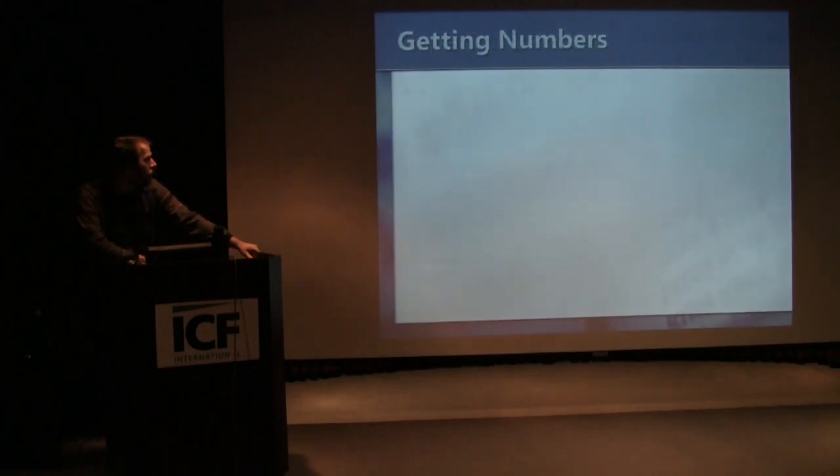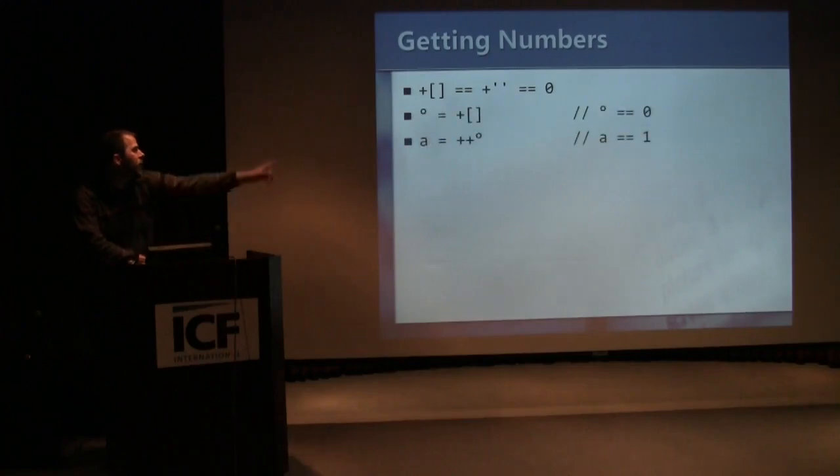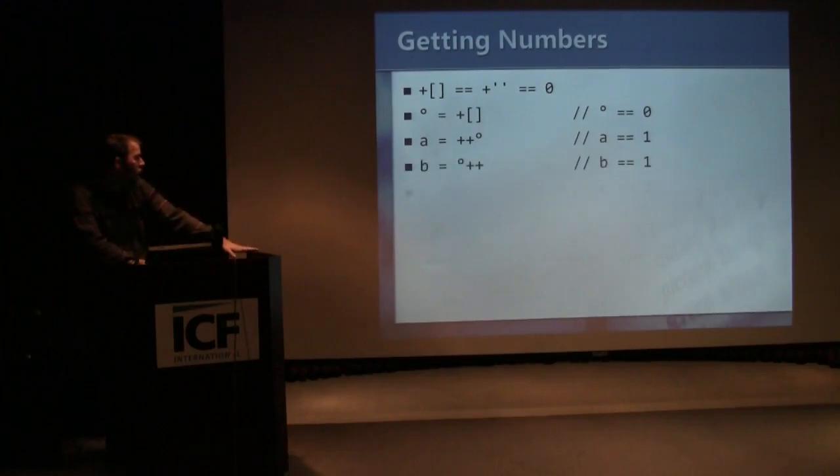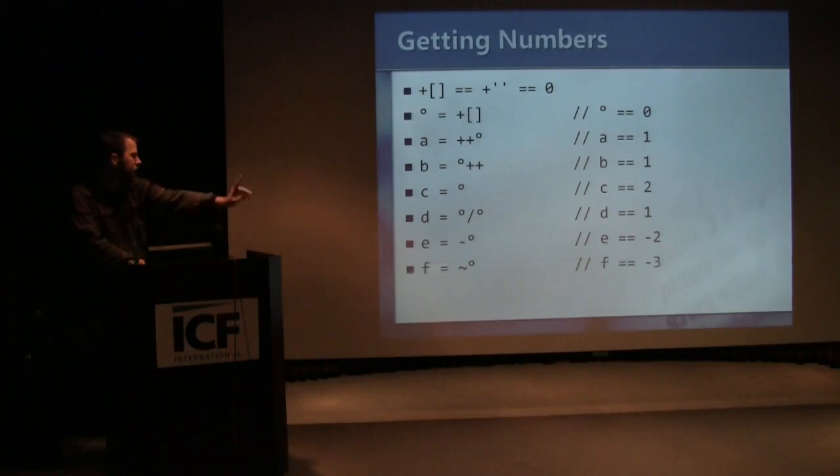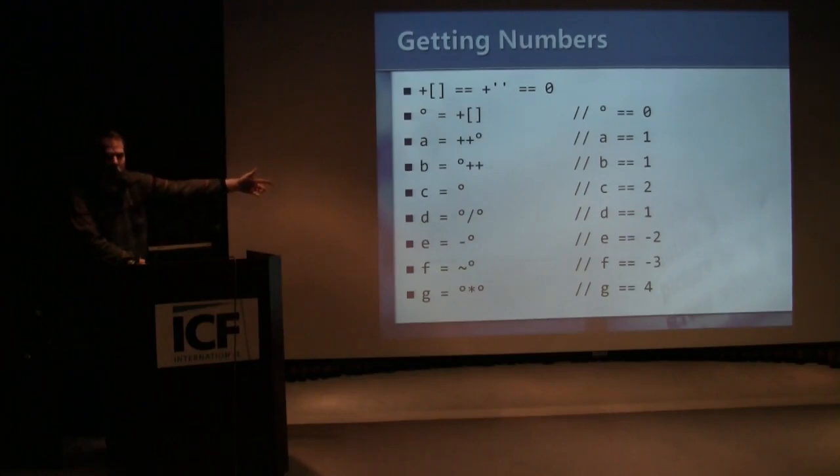So to start off with, let's try to get some numbers. An easy way to do that is starting with an array or a string, which gives you a 0. And then we can assign that to a variable if we want. I just chose the degree symbol here. And then you have all the different operators at your disposal. So you can do increment before, increment after, you can do division, you can negate it, you can also do decrement operators. JavaScript has a weird little tilde which adds 1 and makes it negative, and multiplication. So you can see starting with the 0 here, we can use all these operators to basically get any number we want. If we just keep adding to it or moving things around, you can even concatenate together to get some of the larger numbers more easily.